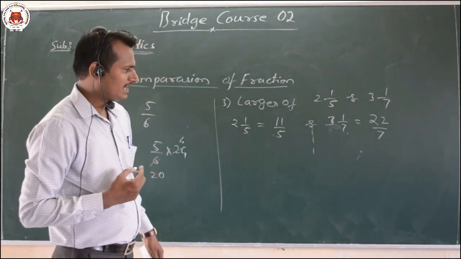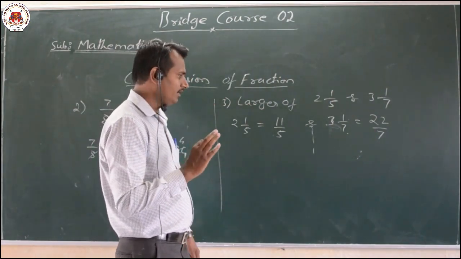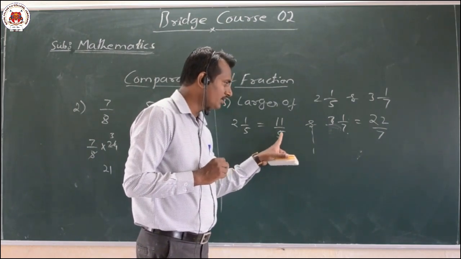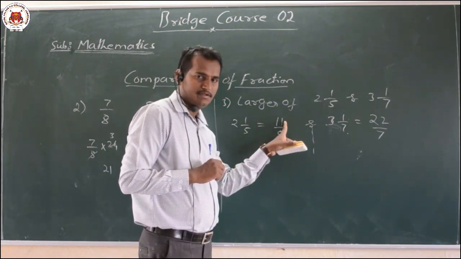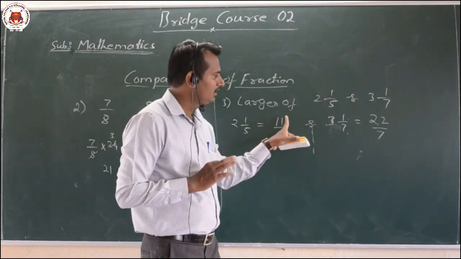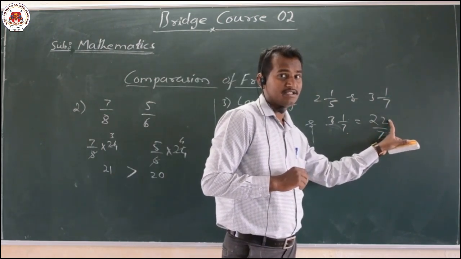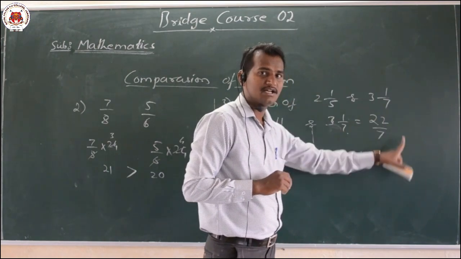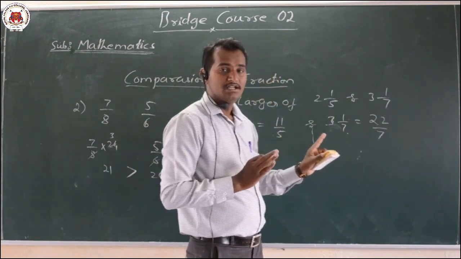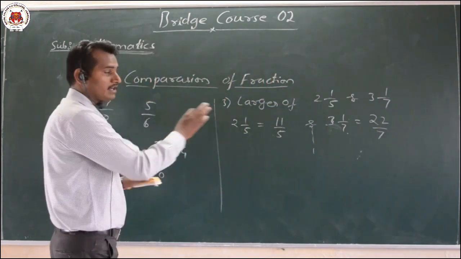Directly, we can conclude a little bit: 5 2s are 10, so we get 2 point something. Here 7 3s are 21, so the value will be 3 point something. Hence this value is larger. By conclusion we can tell, but now we shall discuss the same-denominator form.